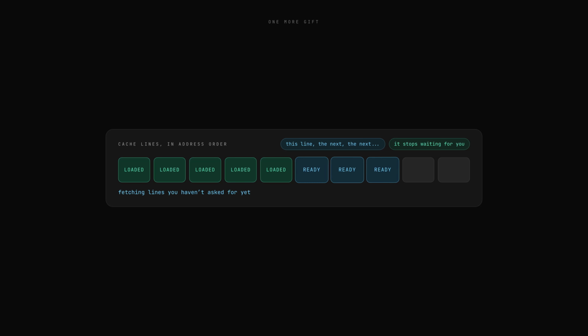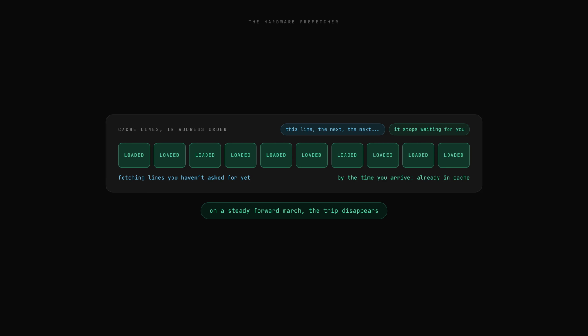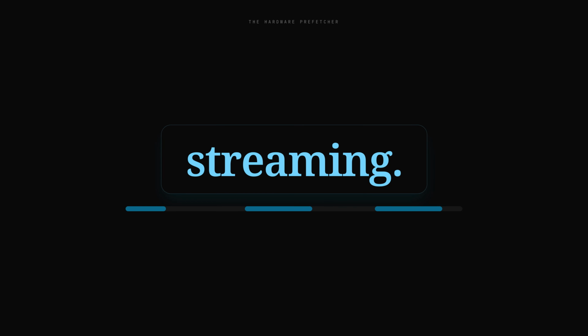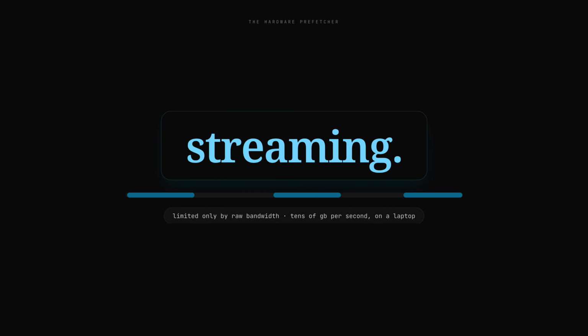Sequential access has one more gift waiting. The CPU watches the addresses you load, and when it spots a pattern, this line, the next line, the next, it stops waiting for you. It starts fetching lines you haven't asked for yet, ahead of the loop, so by the time you arrive, the data is already in cache. This is the hardware prefetcher. On a steady forward march through memory, it hides the trip almost entirely. The array stops being read 1 line at a time and starts streaming, limited only by raw memory bandwidth. Tens of gigabytes per second on a laptop.